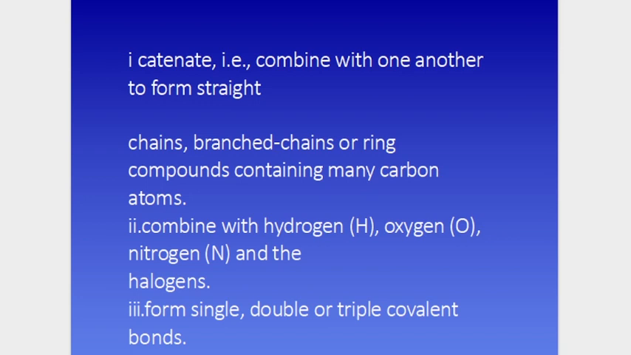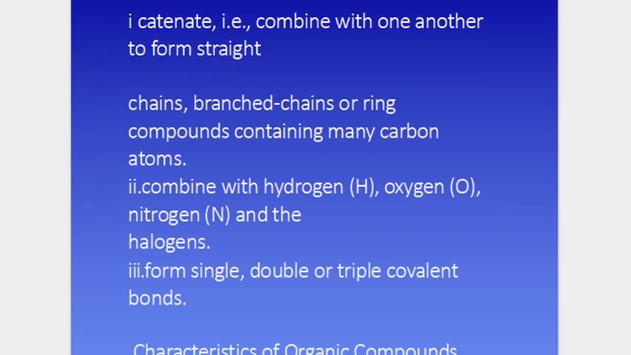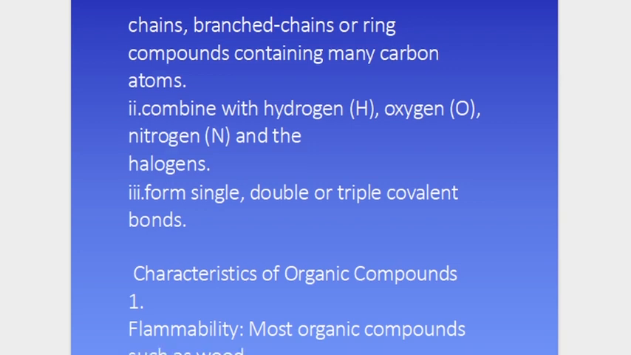When you talk about catenation, it is the ability of a particular atom of an element to combine with another atom of the same element to form chains. So these chains can be branched, they can be straight, they can be ring shaped, and so on and so forth. Carbon also has the ability to combine with hydrogen, oxygen, nitrogen, and other halogens. They also form single, double, triple covalent bonds. What then do we consider as the general characteristics of organic compounds?